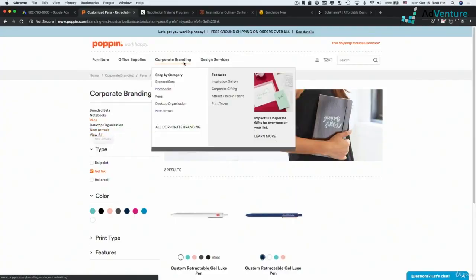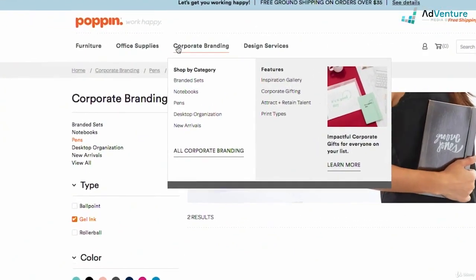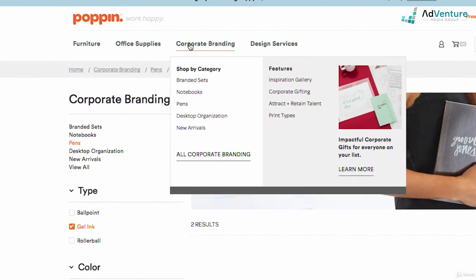What I'm saying is that I think for the campaign structure here, it would be appropriate to have, let's say, corporate branding at the top as a campaign, and then just pens as an ad group, and users could then find whether they want gel ink, ballpoint, or rollerball pens.